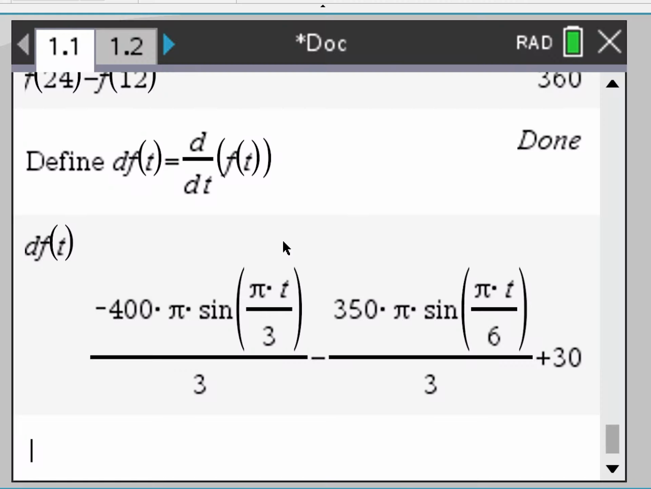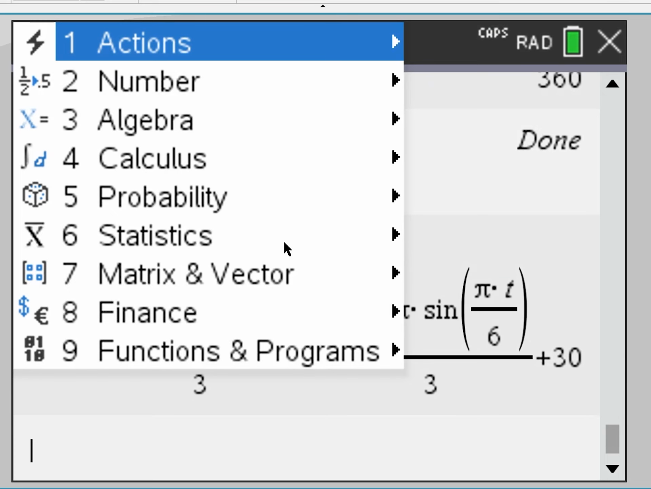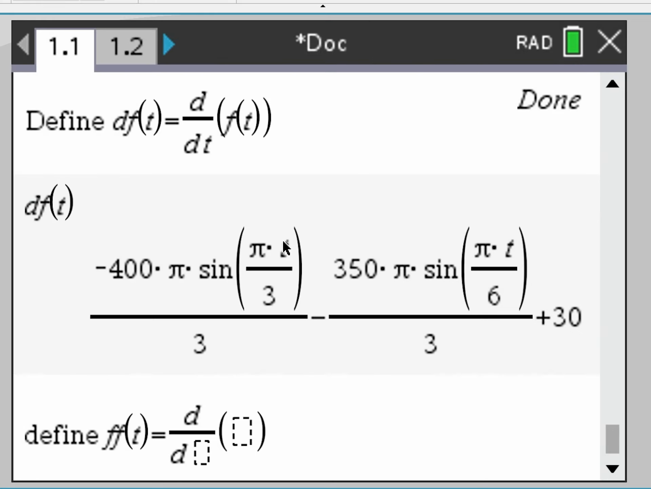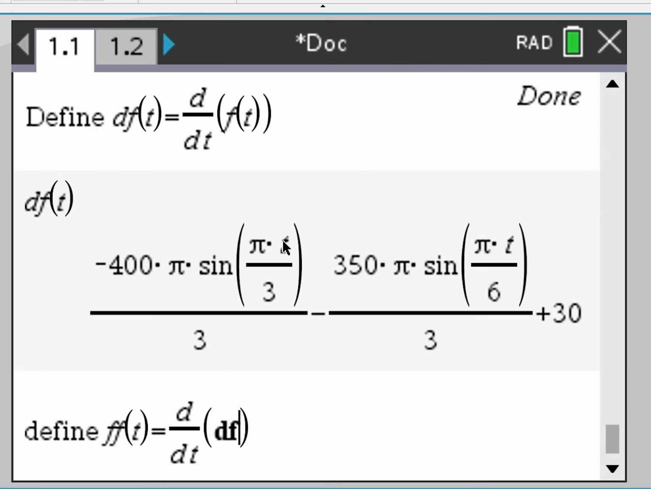Okay, so let's do that. So menu, actually let me define as well. Define ff of t is equals to menu 4 1 t and df of t.